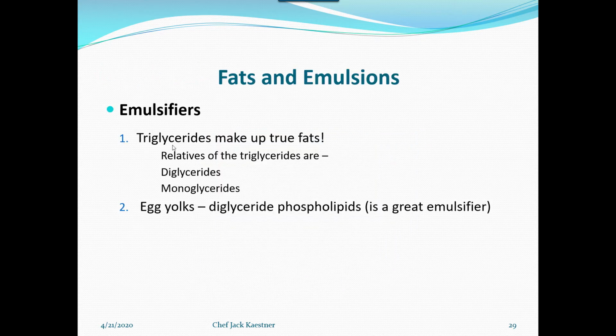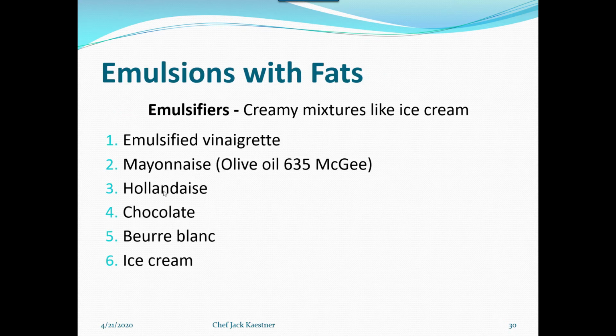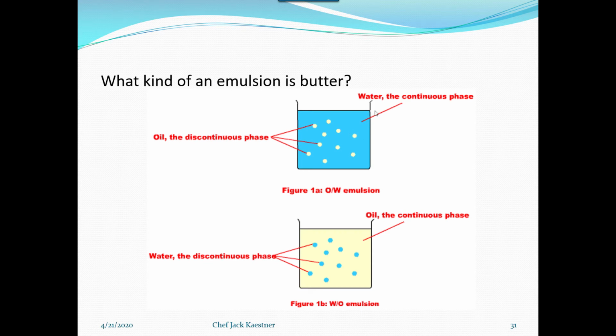So fats and emulsions, and these are triglycerides. And where you find emulsifiers, especially in the kitchen, is in egg yolks. And emulsified vinaigrette, mayonnaise, hollandaise, chocolate, beurre blanc, ice creams, these are all emulsions. And then butter, what kind of emulsion do you think butter is? Is it oil in water or water in oil?